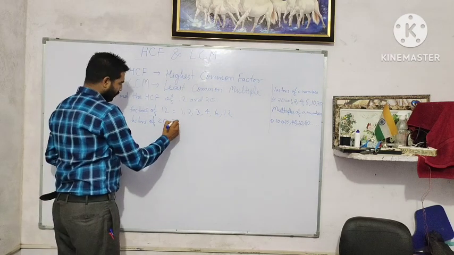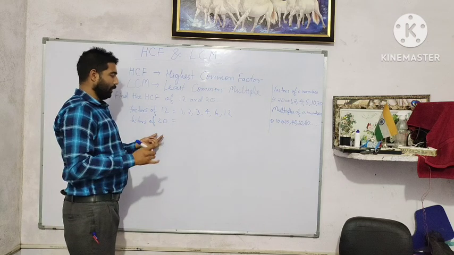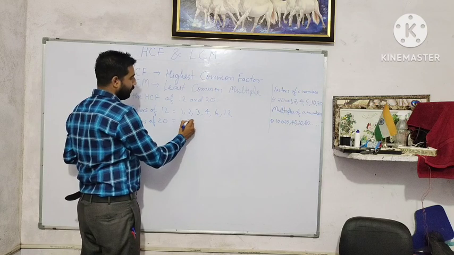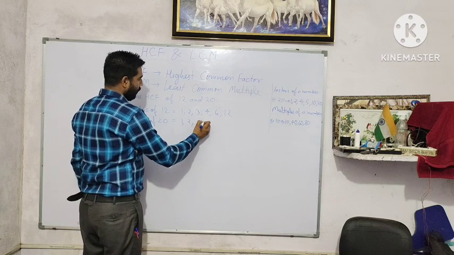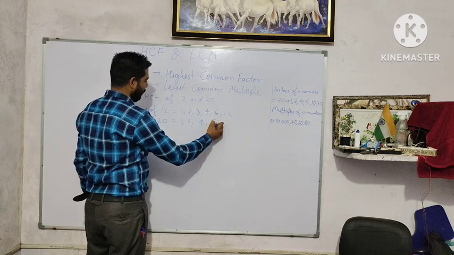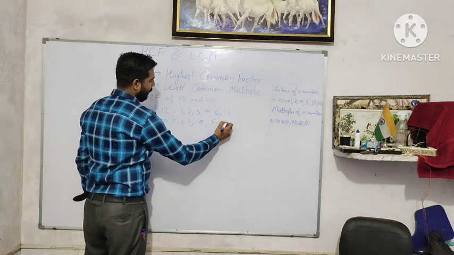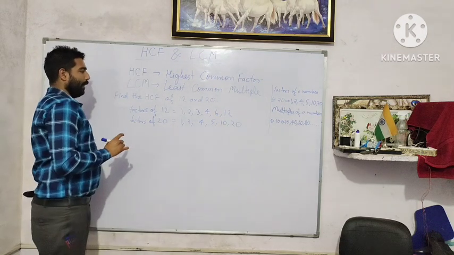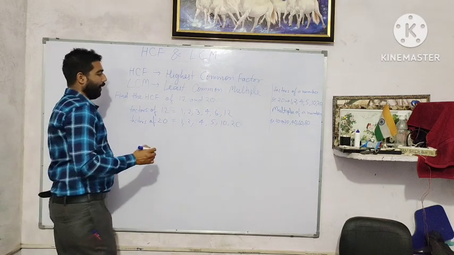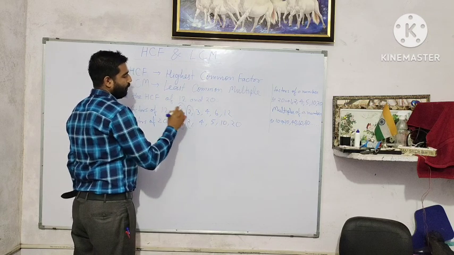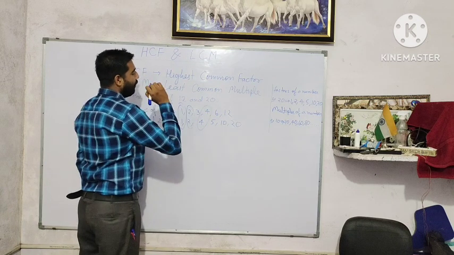Factors of 20 are the numbers which can divide 20 exactly, like 1, 2, 4, 5, 10 and 20. Now we can circle the common factors. This is also a common factor. This is also a common factor. This is also a common factor.